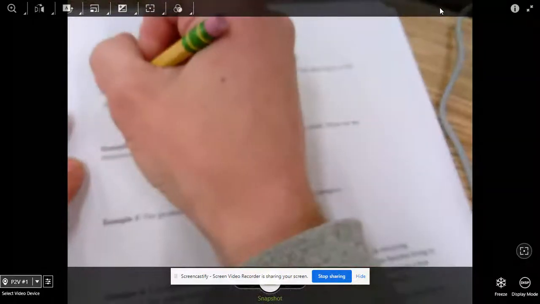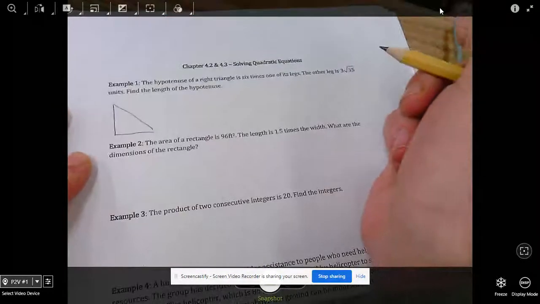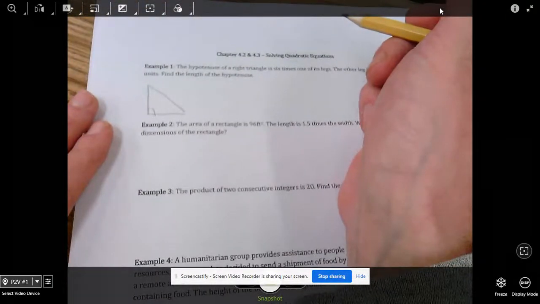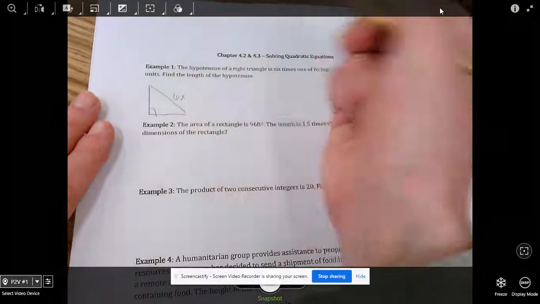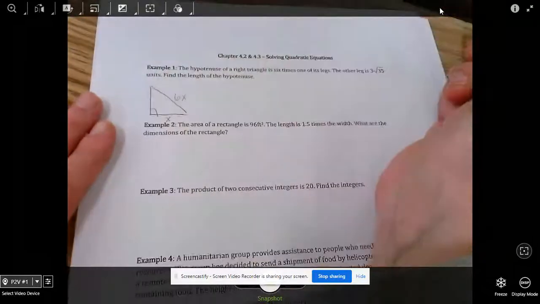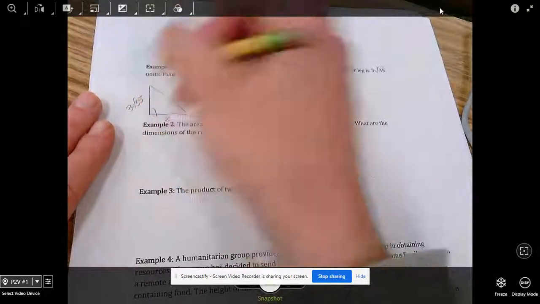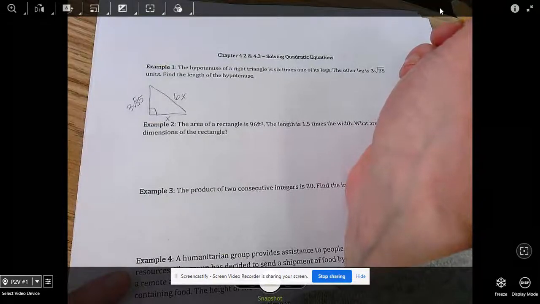Well, they told you that you have a right triangle, so draw one. It says the right triangle hypotenuse is 6 times one of its legs. So 6 times one of its legs. I don't know what the one leg is. We'll call it x. The other leg is 3 root 35. Okay, legs are just the sides of a right triangle. Doesn't matter which one, because they're both across from a 45-degree angle. So it says find the length of the hypotenuse.